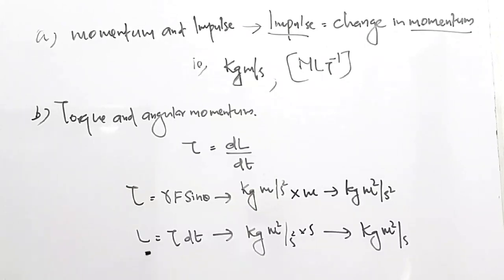Next one is angular momentum. From here we get dL equal to tau dt, or L equal to tau dt. So the unit of tau is kilogram meter square per second square into t, that is second, which is equal to kilogram meter square per second. So these two units are not equal, so their dimensions will not be equal.